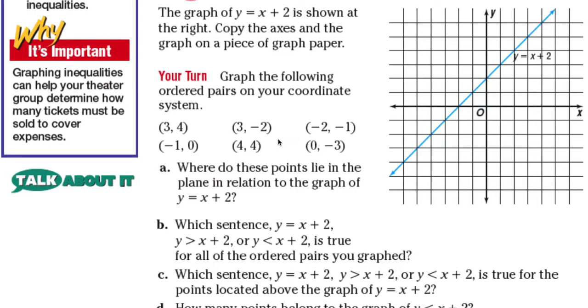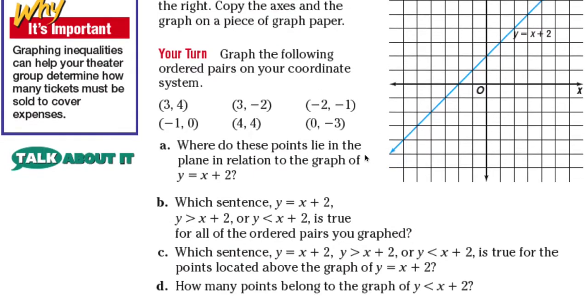The graph of y equals x plus 2 is shown at the right, so we learned how to graph equations, and this is the graph of y equals x plus 2. Remember in y equals mx plus b, your slope is 1 and your y-intercept is 2, meaning your rise is 1 and your run is 1. So copy the axes and the graph on a piece of paper. Let's figure out how to do this.